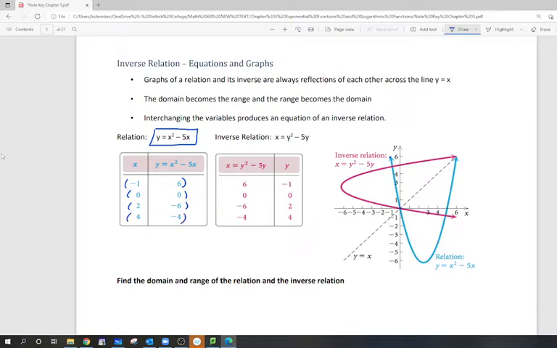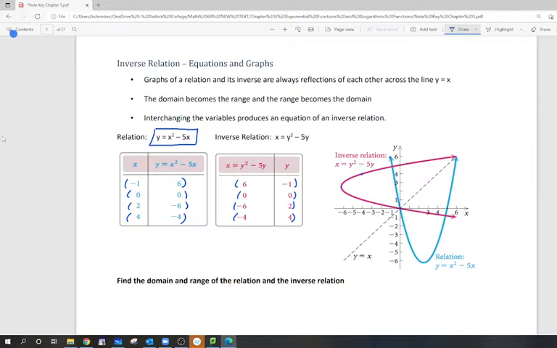Now to graph the inverse, you literally just take those points and you switch them. So instead of (-1, 6), I would have (6, -1). Instead of (0, 0), well, I still have (0, 0). This is what we call an invariant point. It's a point that doesn't change. And then our point (2, -6) would become (-6, 2), right? There's our point there. And then this point (4, -4) becomes (-4, 4). And so you get this inverse graph.